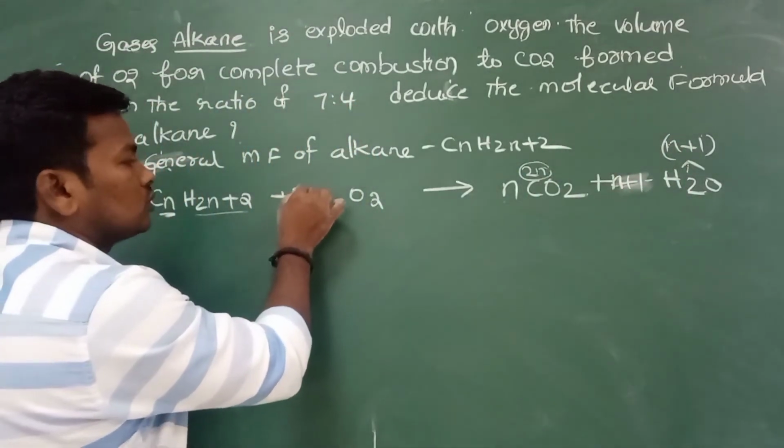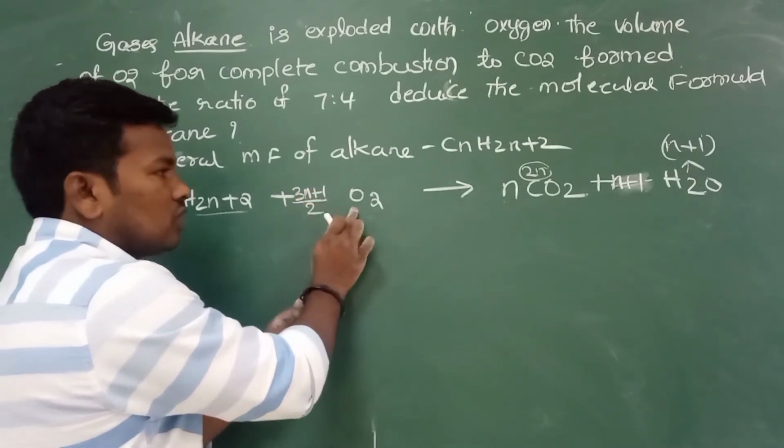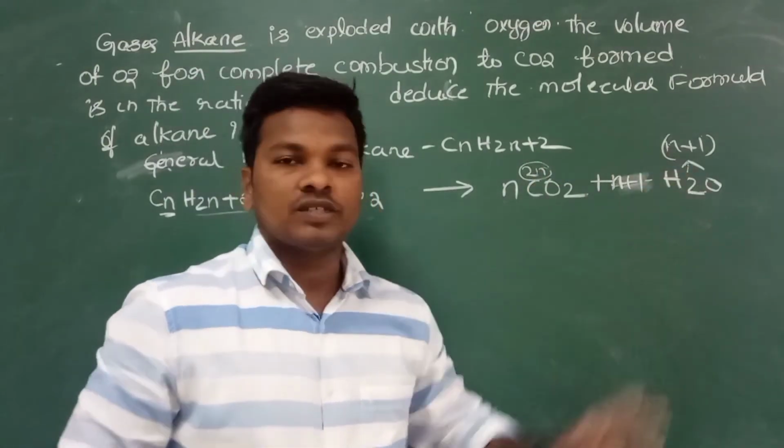So we have to balance it. So (3n+1) upon 2, because the 2 gets cancelled. That is the oxygen: 2n plus n+1.